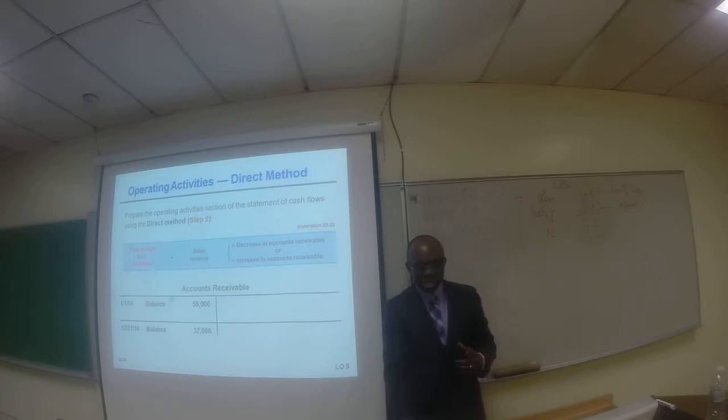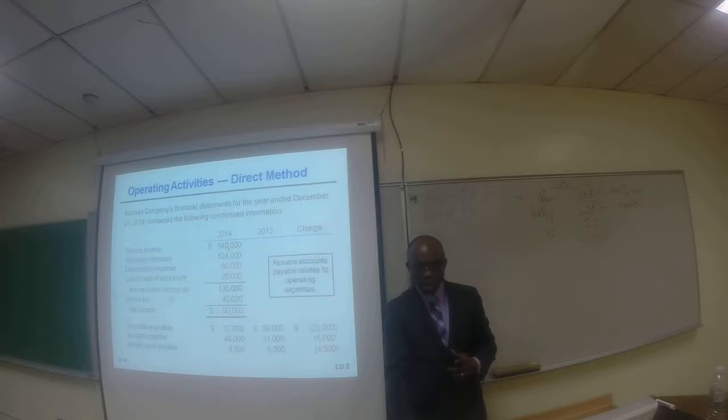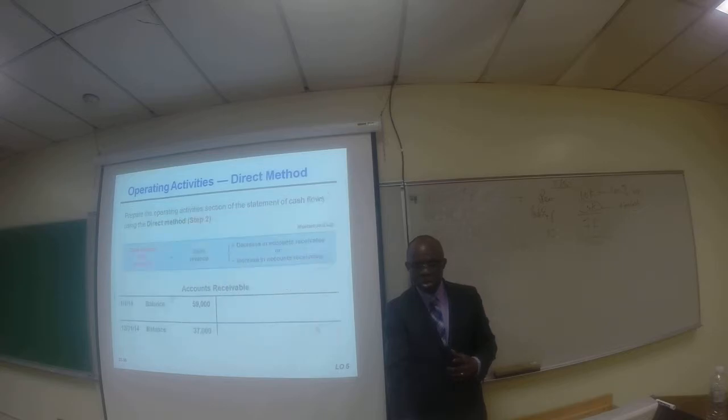All right? So let's work this out. Now, let's take a look at the sales revenue. The sales revenue is $840,000. What happened? There was a decrease. So let's go back. Look at accounts receivable. What happens to accounts receivable? There was a decrease of $22,000 in accounts receivable. So we are going to add the decrease in accounts receivable to the sales revenue of $840,000, and that will give us $862,000. So that is one approach.